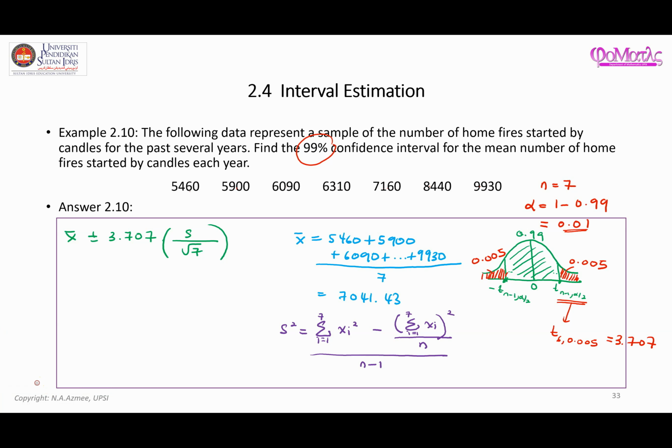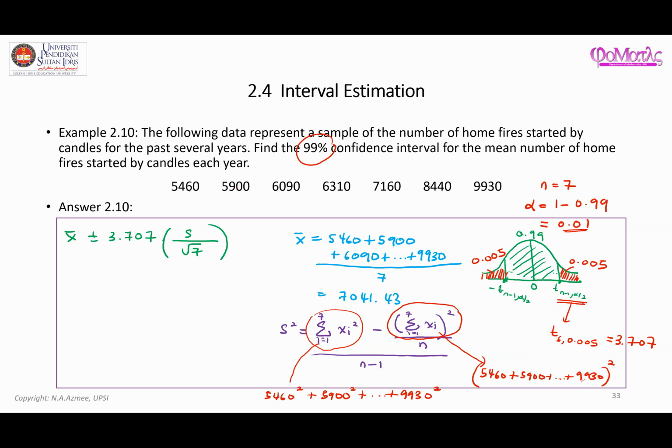Basically, what this means is that you are going to square each value of your data. For example, 5460 squared plus 5900 squared plus and so on until 9930 squared. So you get the sum of those values. For the other term, you have to add up all the values first, which means 5460 plus 5900 plus and so on up to 9930. Once you add them up, only then do you square it. That's the meaning of this process over here.